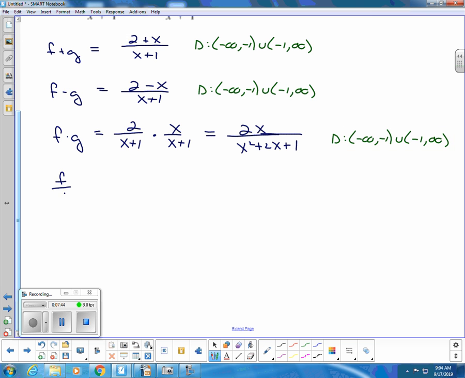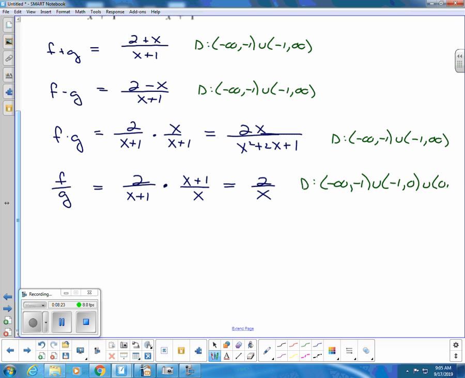If I do F over G, it's going to be 2x plus 1 times the reciprocal of G. I have an x plus 1 on the top, x plus 1 on the bottom. Those are going to cancel. I'm left just with 2 over x. But remember, the x plus 1, even though it gets canceled, is still part of the domain. And then we have an additional x in the denominator, so 0 also cannot be used. So it's going to be -infinity to -1, -1 to 0, and then 0 to infinity.